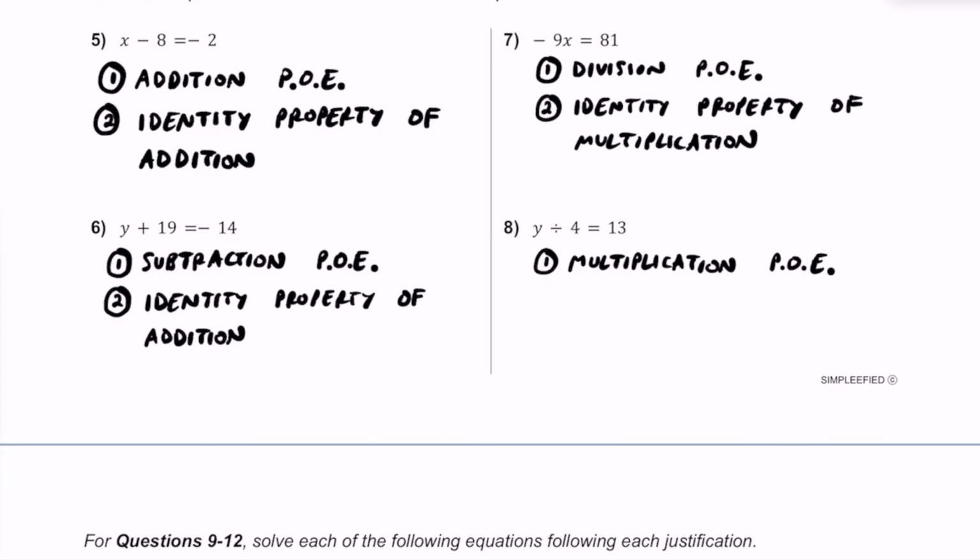Now, if you do that on the left side, you would end up having a 4 over 4, and 4 over 4 is just 1, so you'd have 1y. And if you don't want to write that 1 anymore, you'd be using the identity property of multiplication.